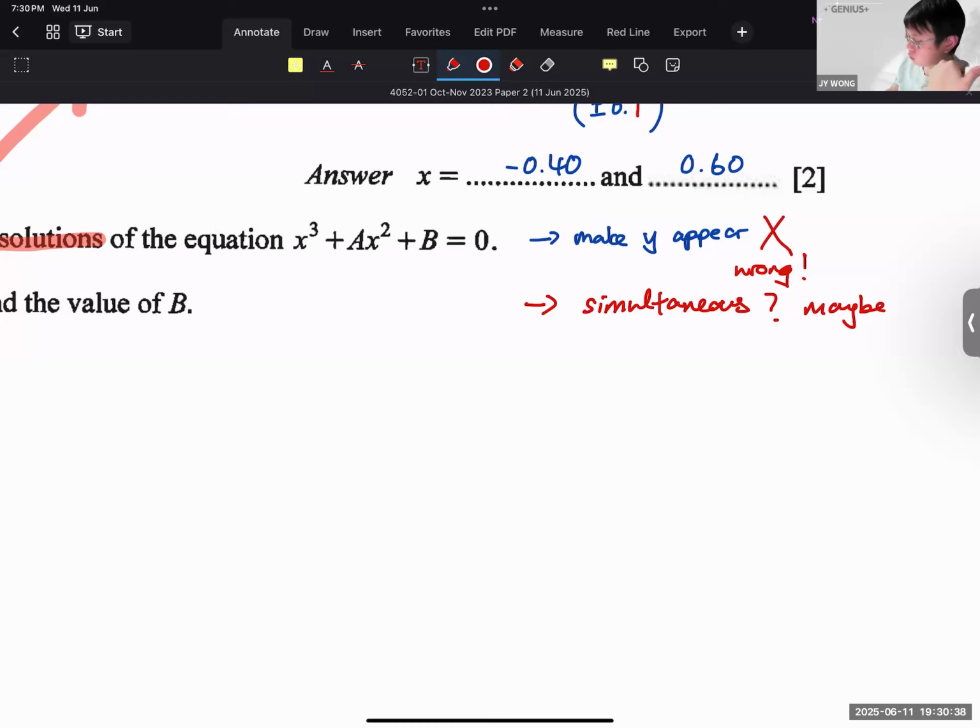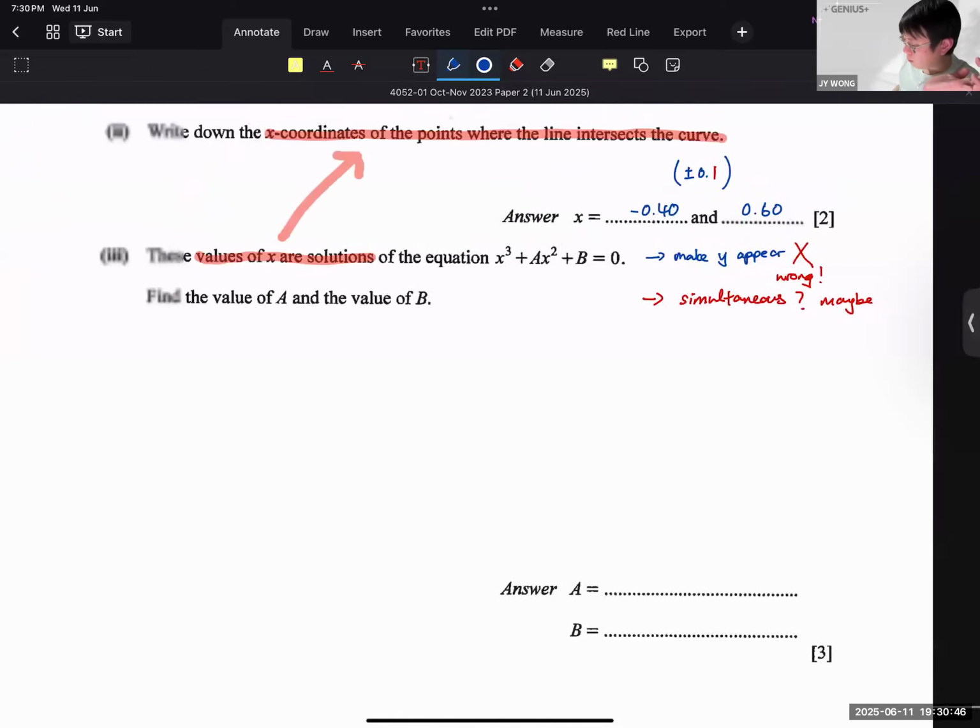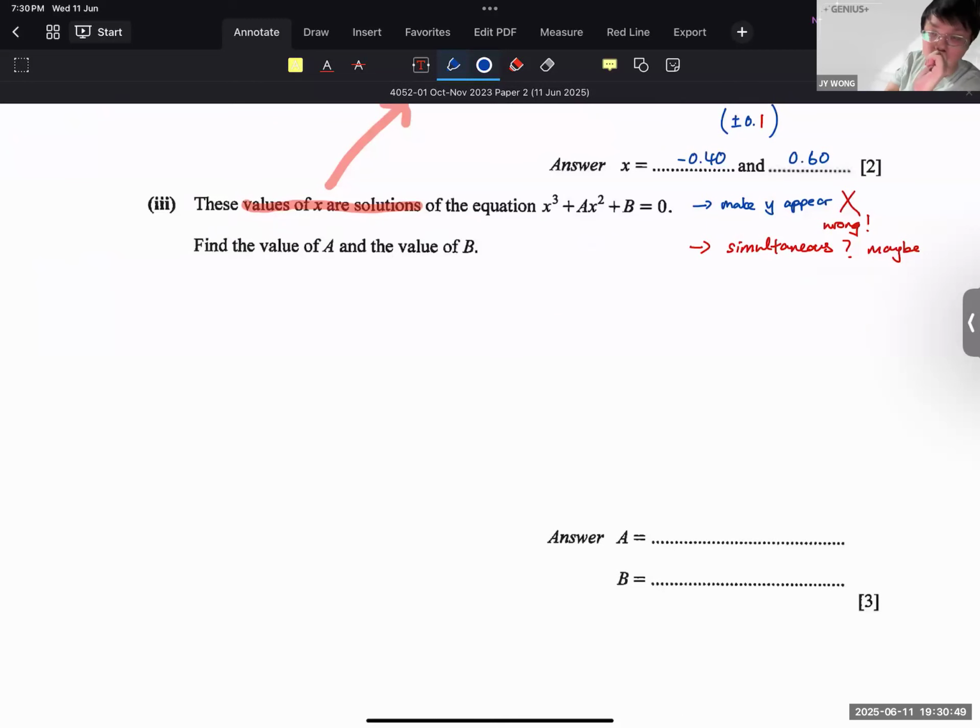You should go and check with your school teacher whether simultaneous substituting in the values of x from part 2, whether that is an acceptable solution. If they say yes, then okay lah. But that's not how I want the question to be solved either. And I don't think that's how Cambridge wanted you to solve the question either.